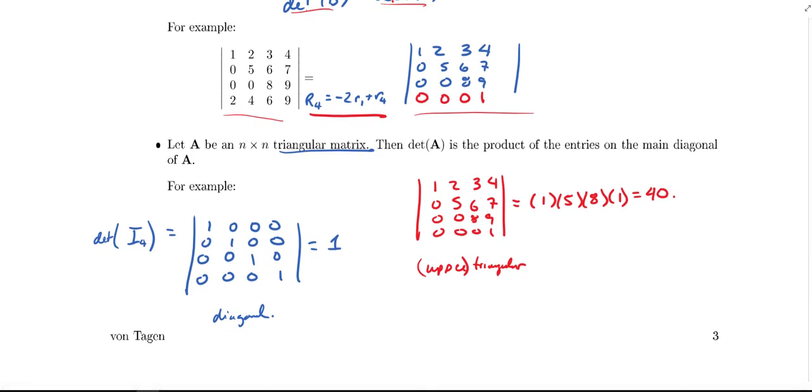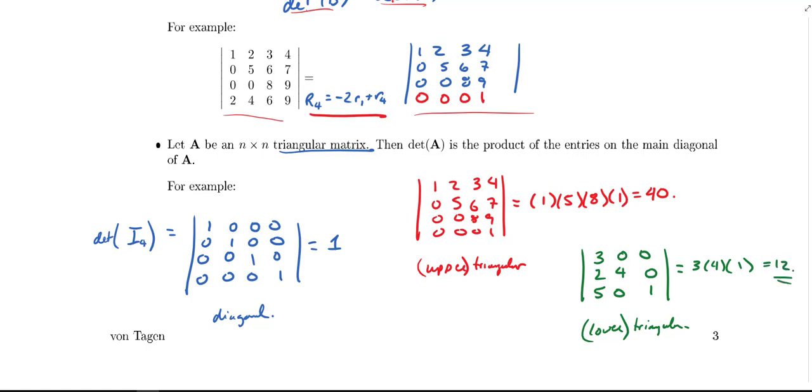Finally, I'll just add this one to make sure we've seen this example too. If I were to take, say, this matrix right here, 3, 0, 0, 2, 4, 0, 5, 0, 1, this matrix is lower triangular. Sometimes we'll just say it's triangular. And in this case, we can compute the value of the determinant by multiplying along the main diagonal, giving me a determinant of 12.